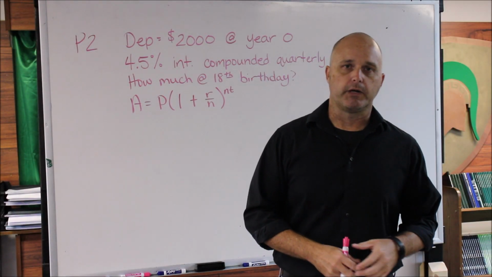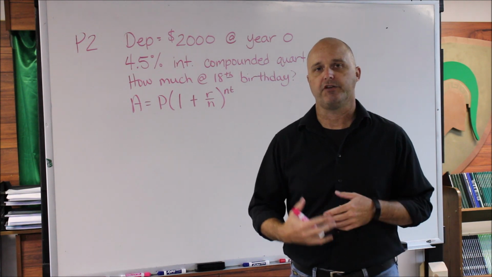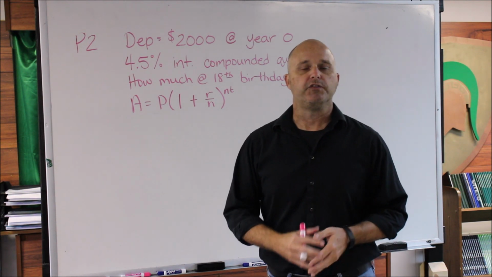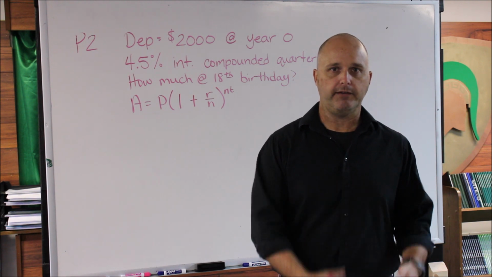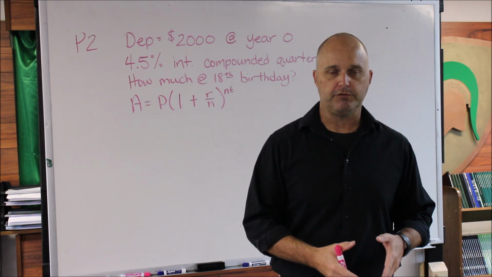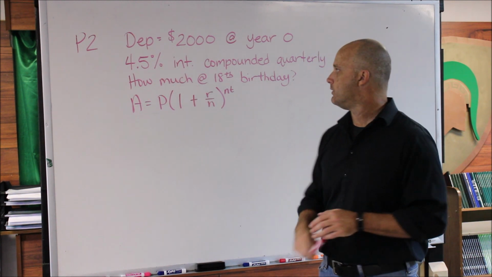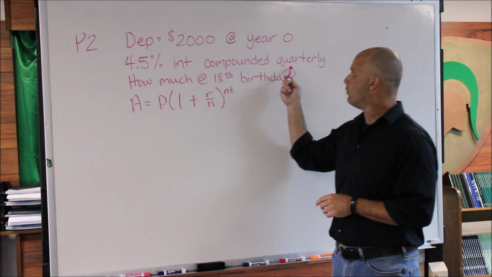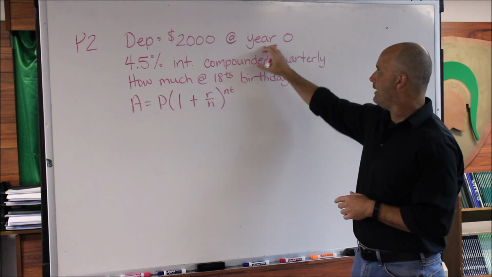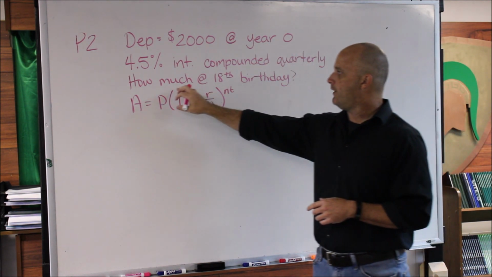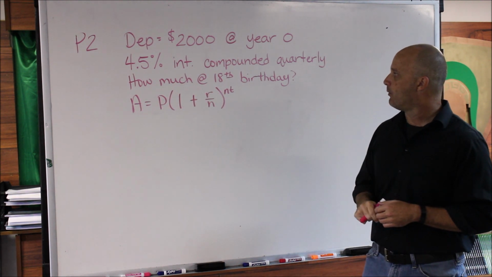In problem number 2, we're given a scenario in which your friend was gifted $2,000 by his parents on his birthday. What they did was they took that $2,000 and put it into a savings account on the day that he was born, and that savings account is going to yield 4.5% interest compounded quarterly. So we're going to consider that the day that he was born as year 0, and we want to find out how much will he have in that account at his 18th birthday.